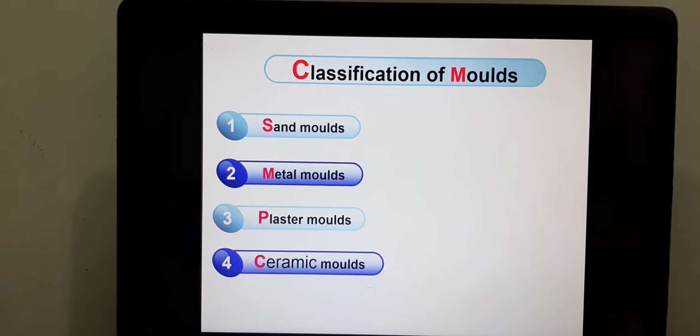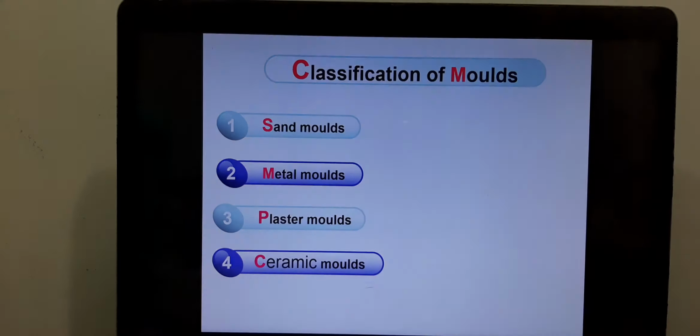Okay, so classification of molds. You have different types of molds. In sand casting, we're going to specifically talk about construction of a sand mold. But besides a sand mold, you have other things like metal molds. We'll look at metal molds in the next chapter, contemporary or modern casting. You have plaster molds. We're not going to talk about that in this class. And ceramic molds. So there are several types of molds that are available.